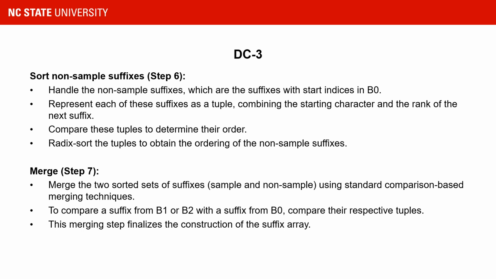of the non-sample suffixes. Step 7 is the merging step. We merge the two sorted sets of suffixes, sample and non-sample, using standard comparison-based merging techniques. To compare a suffix from B1 or B2 with a suffix from B0, we compare the respective tuples. This merging step finalizes the construction of the suffix array. This is how the DC-3 algorithm helps us in construction of the suffix array in linear time.